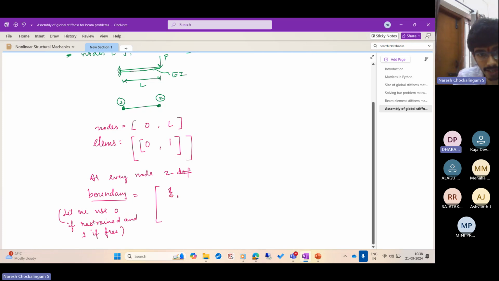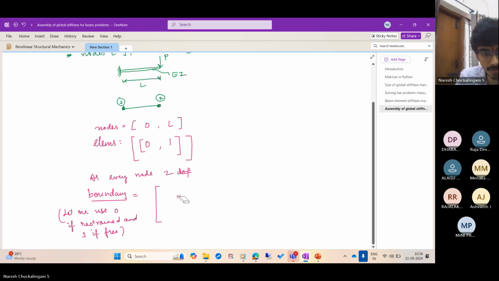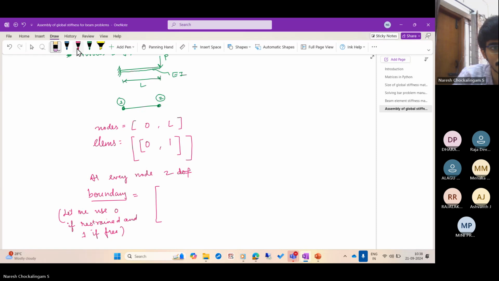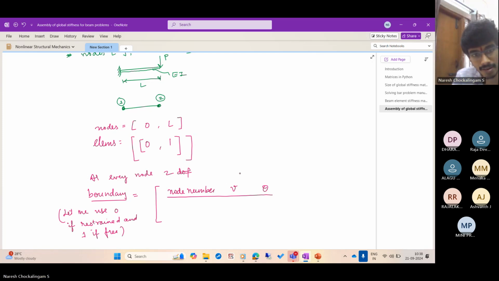So what I'm trying to say is, let me give the boundary condition as a table where the first entry is the node number. Then the second is the value of displacement at that node and the rotation at that node. Right. So let me do this. Okay, so we can do this.